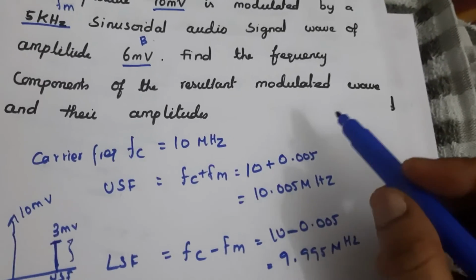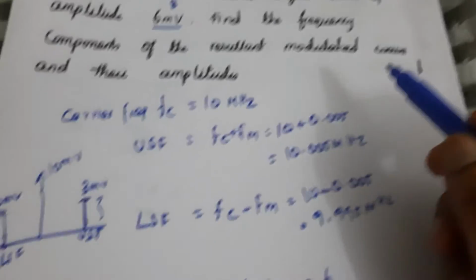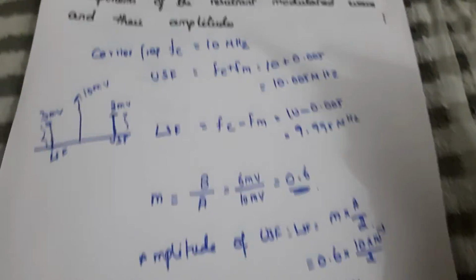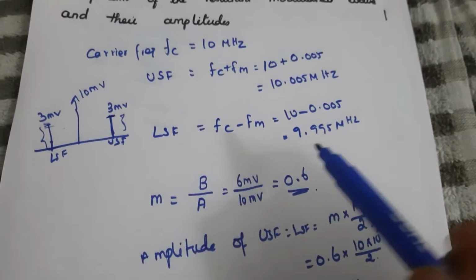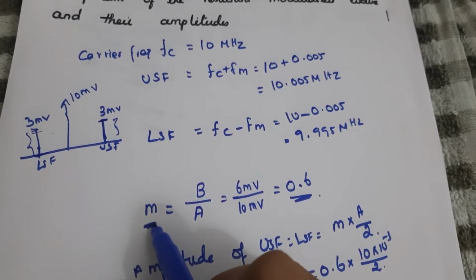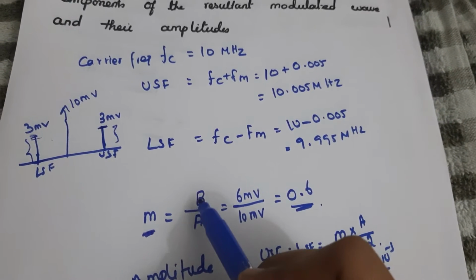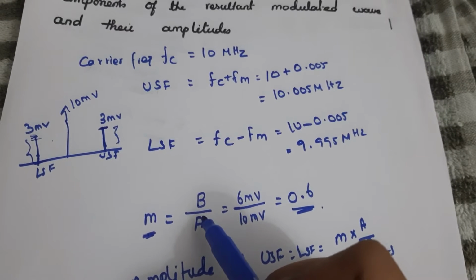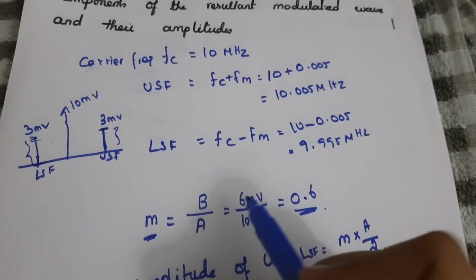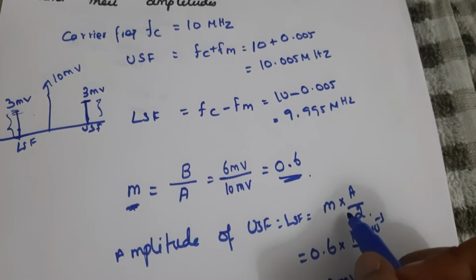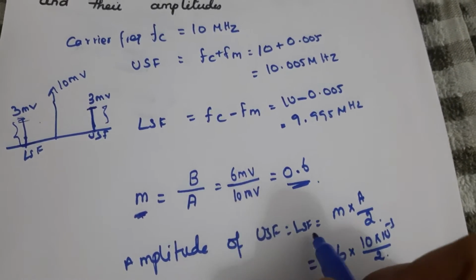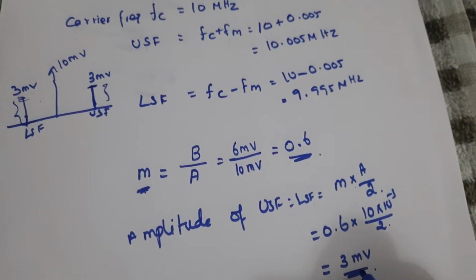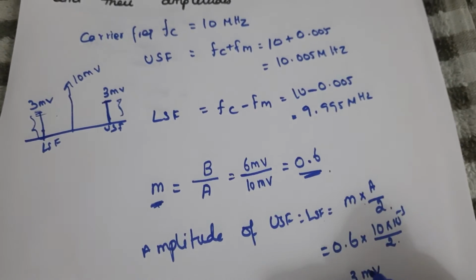So first find the frequency components of the resultant modulated wave. That is USF and LSF found: FC plus FM, FC minus FM. And then to find their amplitude, we need this M. M is the division of that. B is the message signal's maximum amplitude, A is the carrier signal's maximum amplitude. When we divide these two, we get M. Then the formula for finding the amplitude of USF and LSF is M into A divided by 2. So when we solve that, we get the amplitude of the sideband frequency.